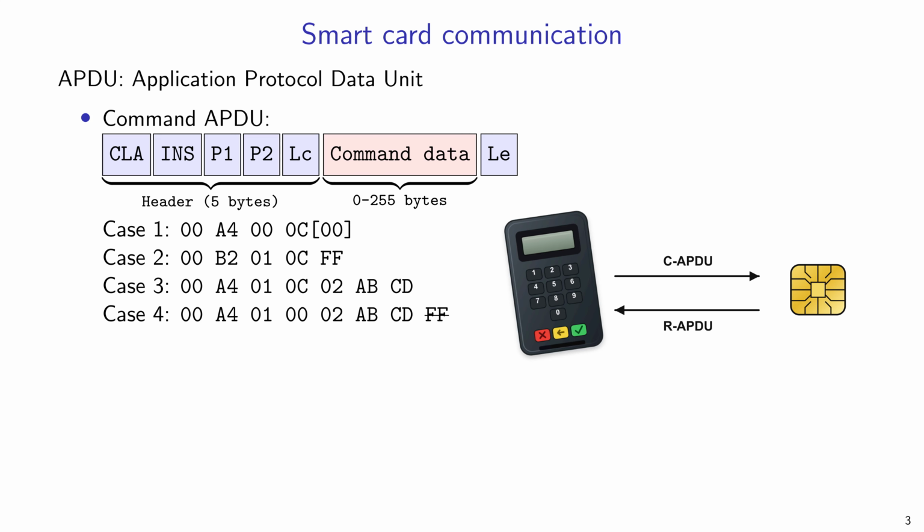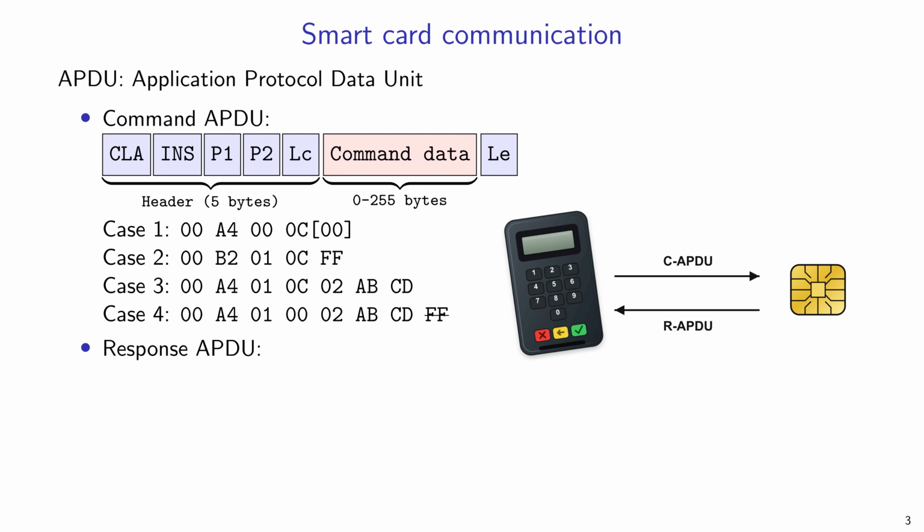So as you can see, there is some ambiguity. For example, in case 1 and case 2, it is not immediately clear whether the 5th byte here is length contained or length expected. This means that the card has to determine which case it is based on the type of command specified in the instruction byte. So this is how a command APDU looks.